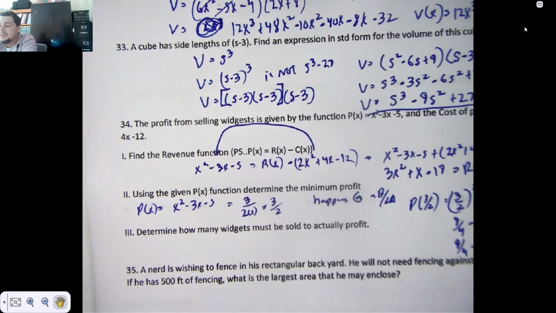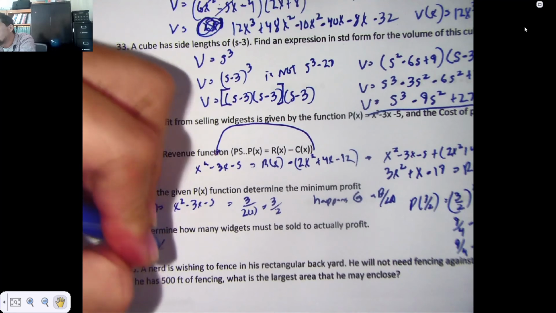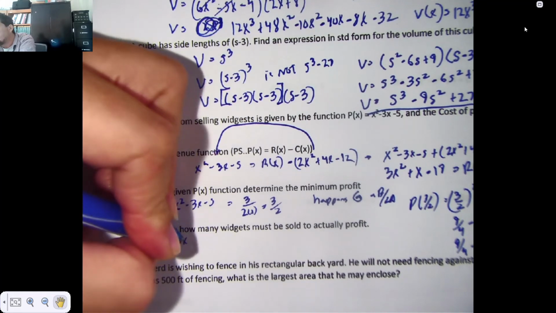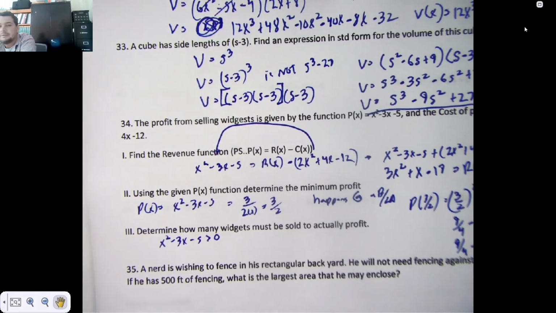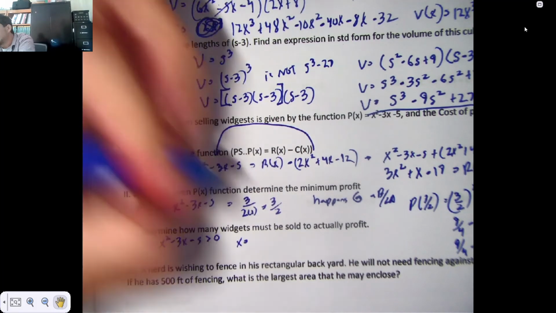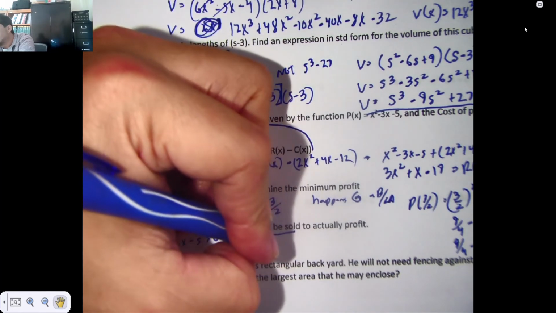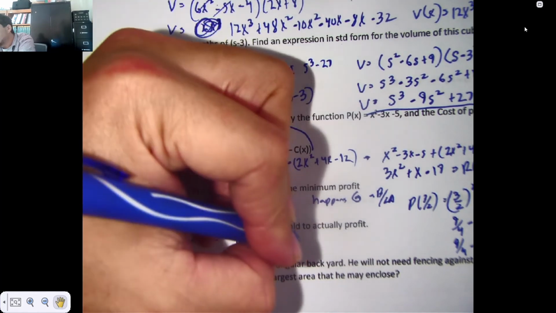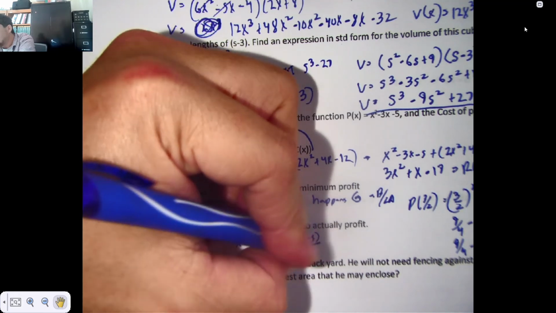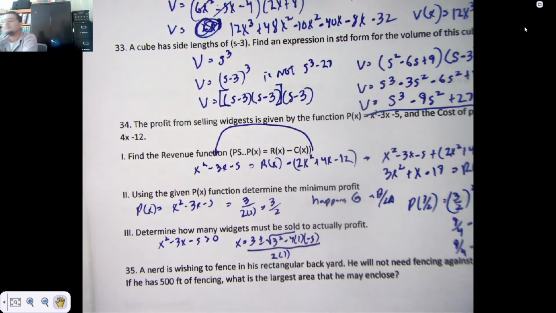How many widgets must be sold to actually profit? Okay, well that happens when the profit function is bigger than 0. So x squared minus 3x minus 5 has to be more than 0. Now, we're going to have to hit this with the quadratic formula and use some common sense to it. But anyways, x is opposite b, 3 plus or minus the square root of b squared minus 4 times a times c, all sitting pretty over twice a 1.